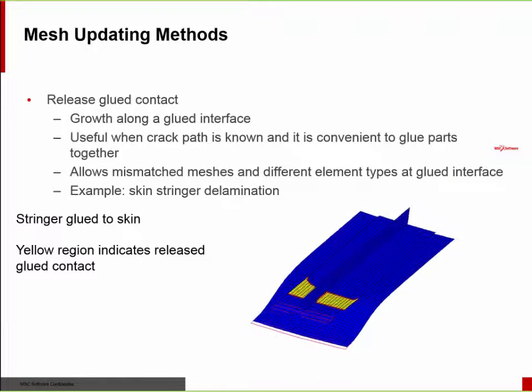When we know the crack should grow, we need to update the mesh after the crack growth. The first method in Marc is released glued contact. Two parts are glued together, and when the crack grows, the corresponding nodes will be released from the glued contact. This method is very convenient for the lamination type of crack growth, and for the two parts that are glued together, the mesh doesn't have to be congruent.